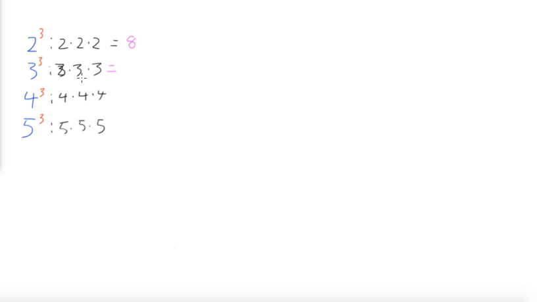And this is going to equal what? Well, 3 times 3 is 9. Times 3 is 27. And this is going to equal what? Well, 4 times 4 is 16. Times 4 is 64. And then 5 times 5 is 25. Times 5 is 125. Okay?